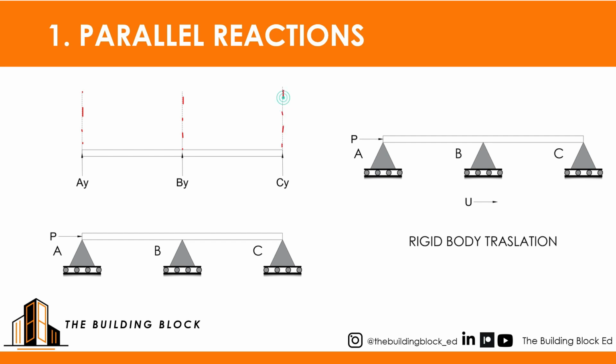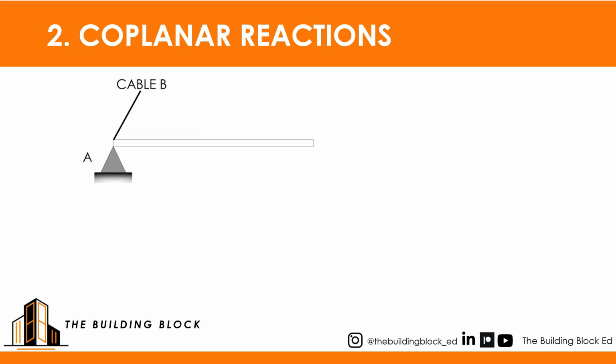As a result, when a force is applied in a different direction, the beam is unable to resist it, leading to a condition called rigid body translation. This instability is referred to as parallel reactions. Let's analyze this next case.